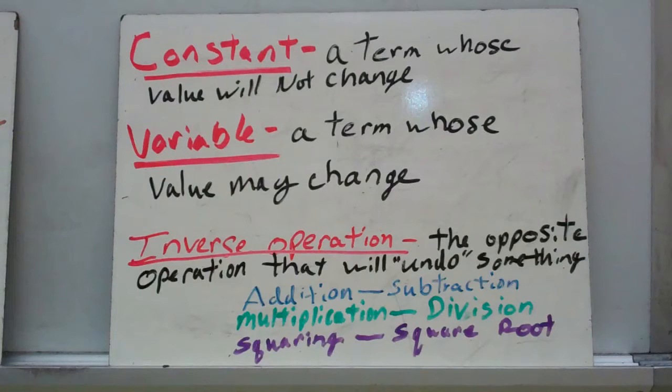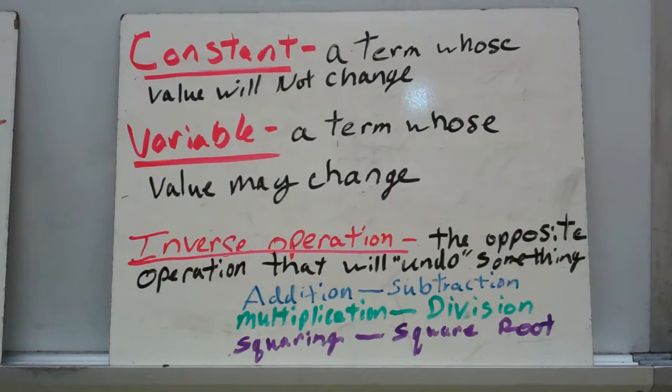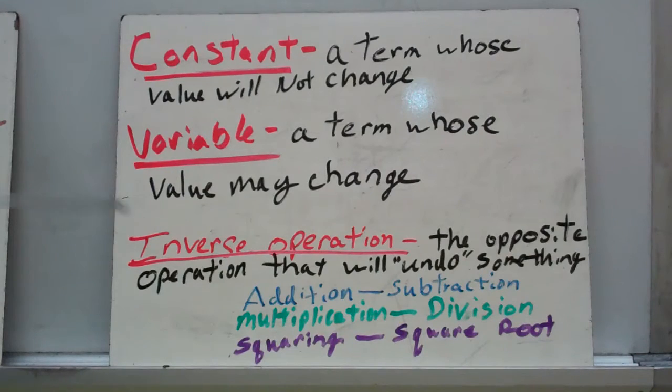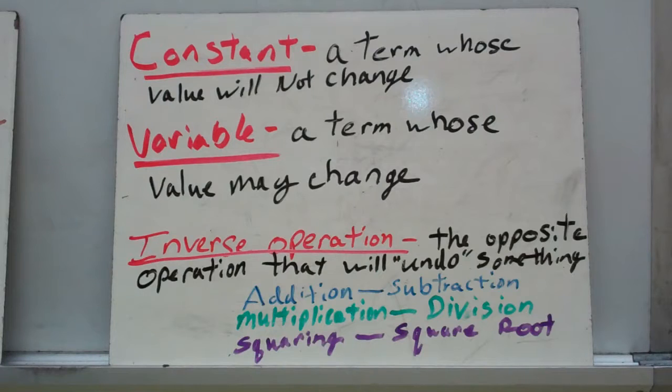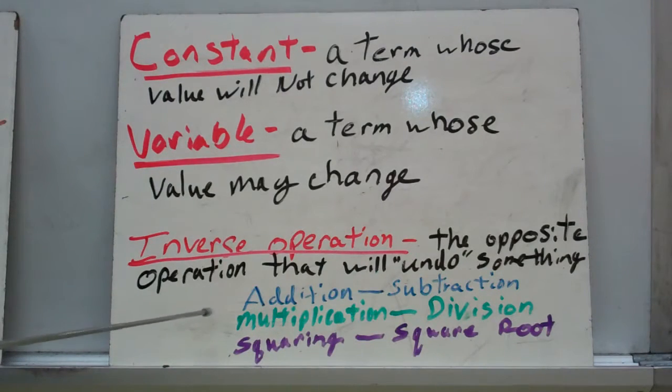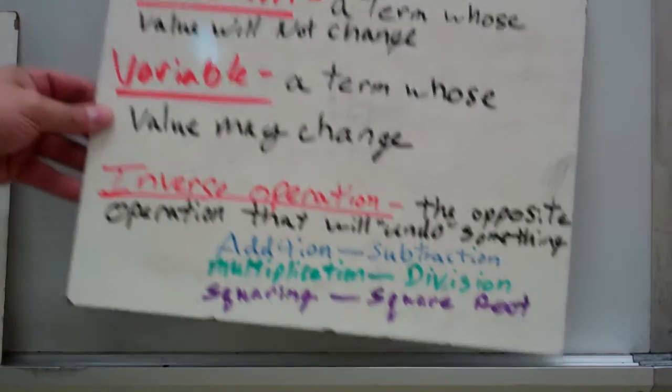And then a term which you may not be familiar with is the inverse operation. And that is the opposite operation that will undo something. So I have down on the bottom here, addition and subtraction are inverse operations. Multiplication and division are inverse operations. Squaring something and then finding the square root of that is an inverse operation. So if we are subtracting something and we want to undo that, we would add by that value. Let's look at a few examples.